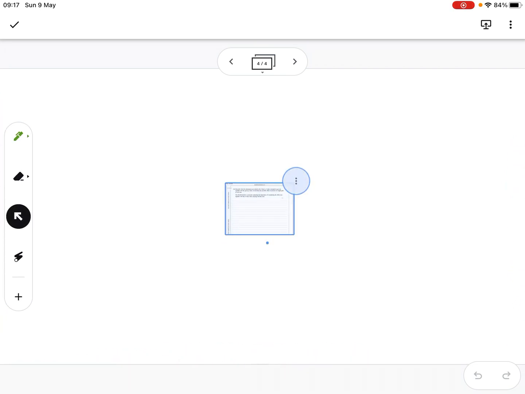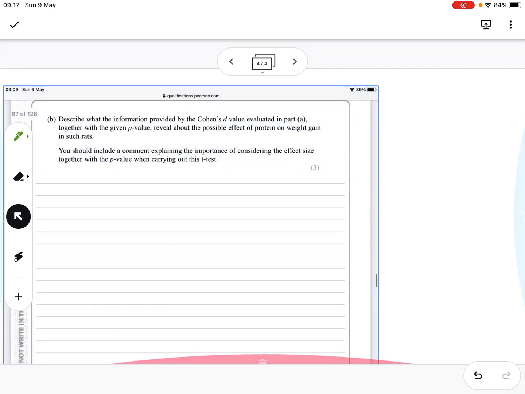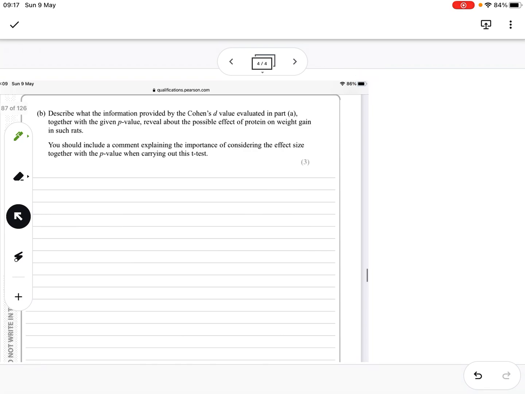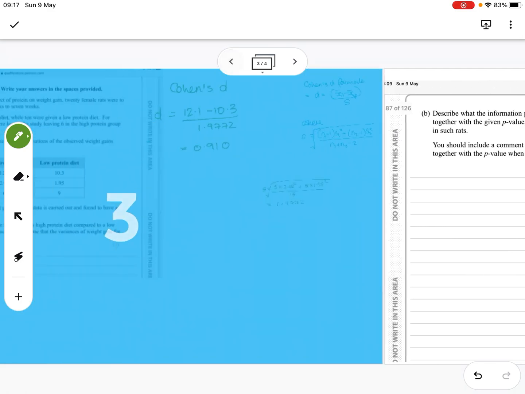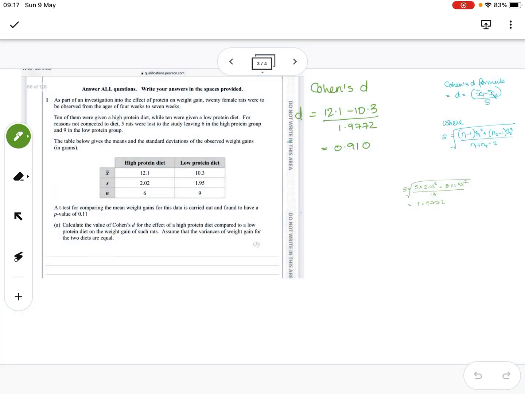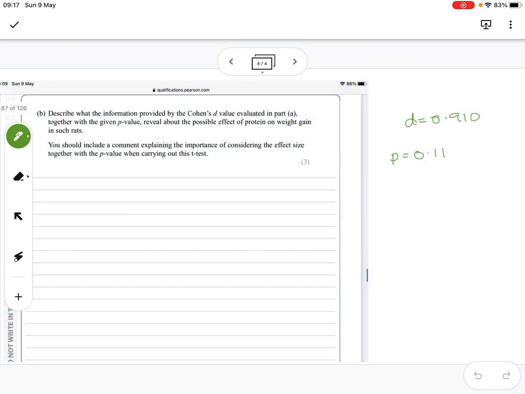Okay, question 2, or the B. Describe what the information provided by Cohen's d value evaluated in part A. So we had the Cohen's d was 0.910. Together with the p-value, so we said the p-value they suggested was 0.11, wasn't it? Yep, 0.11. You should comment on explaining the importance of considering the effect size together with the p-value.